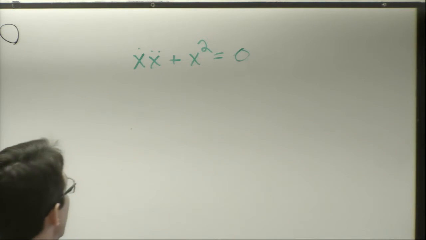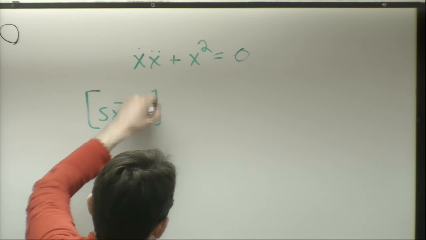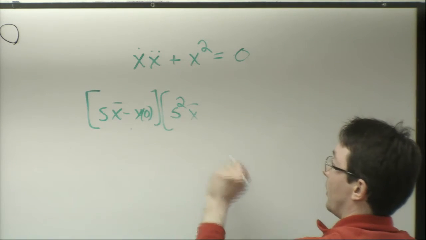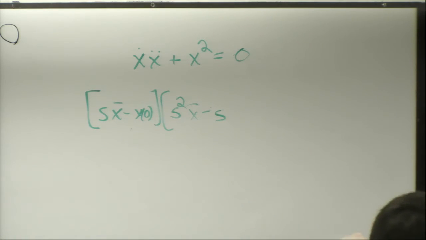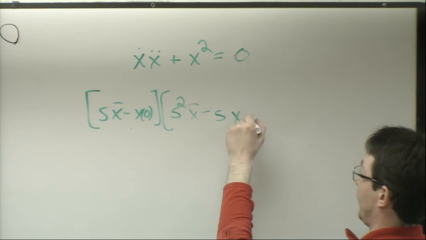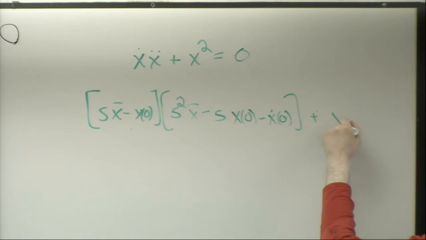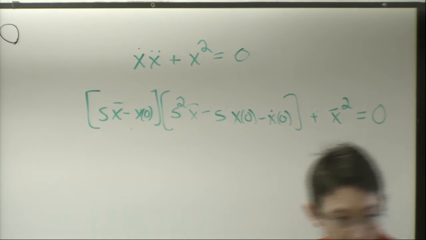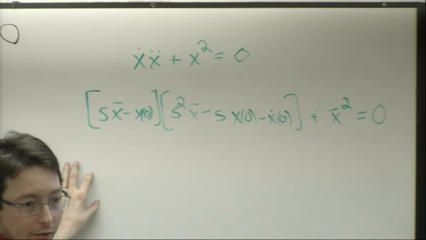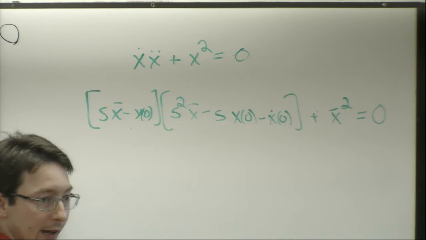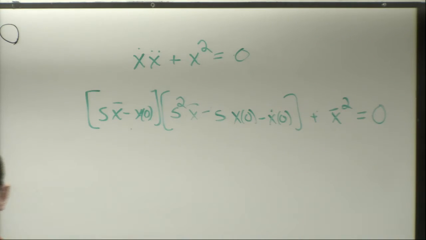So I could take and write s x bar minus x naught times s squared x bar minus x naught s minus x dot naught plus x bar squared equals 0. But now I can't just solve for all of the x bars on the left-hand side. I don't just get some polynomial in s times x bar. I have x bar squareds and another x bar squareds, and everything is super complicated. Okay?